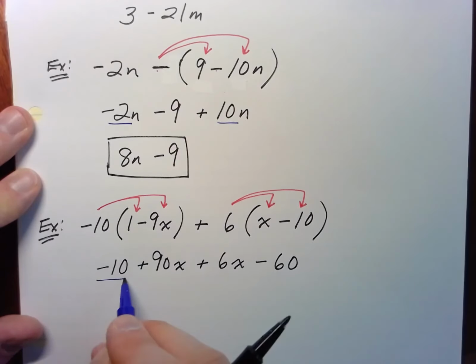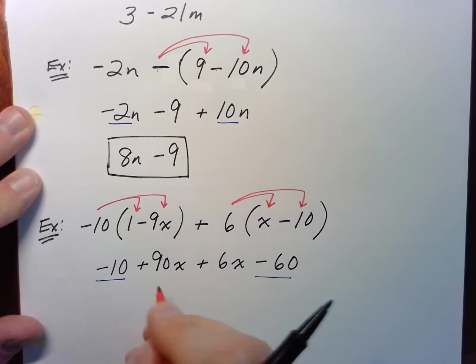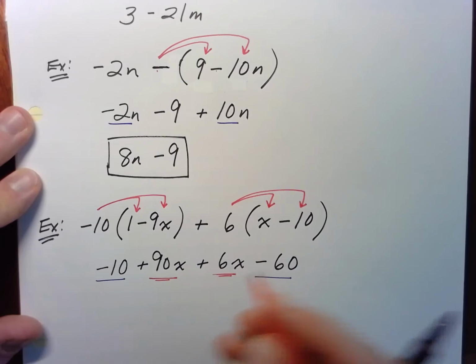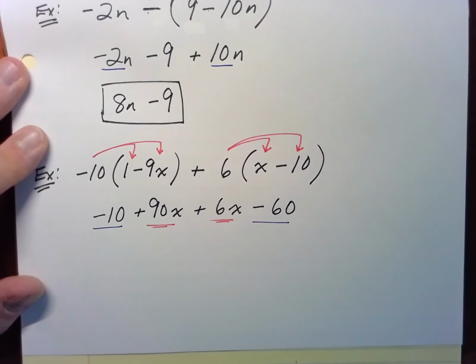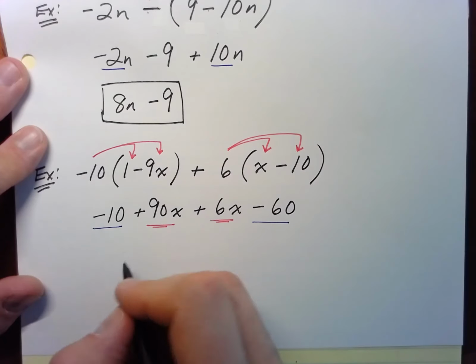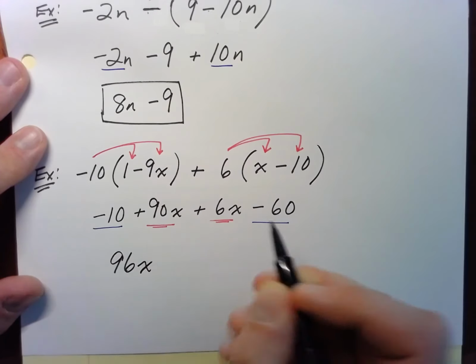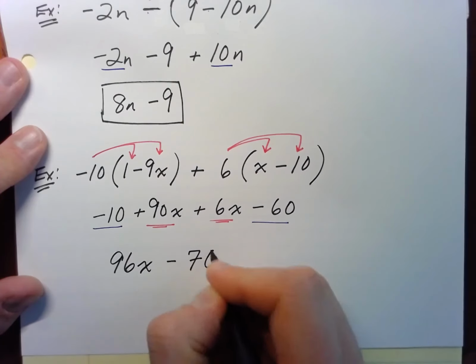So we've got these are like, and then these are like. Okay? And usually we write the x term first in math, so I'm going to do this first. So 90x plus 6x is 96x. And then minus 10 minus 60 is just going to be a negative 70.